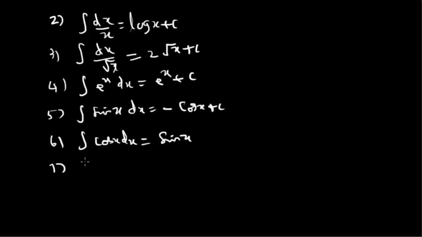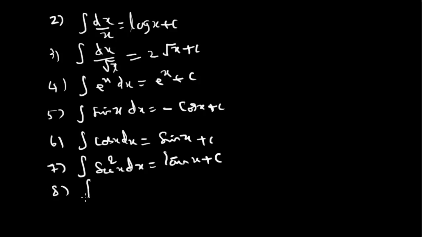Number 7, integral secant squared x dx. If you differentiate something, you get secant squared x. That is nothing but tan x plus c. Here also plus c is required as we are doing indefinite integrals.